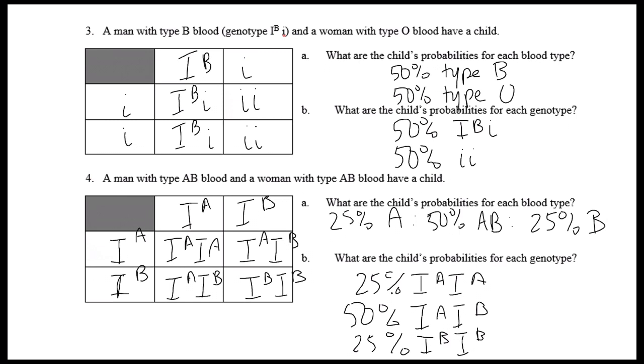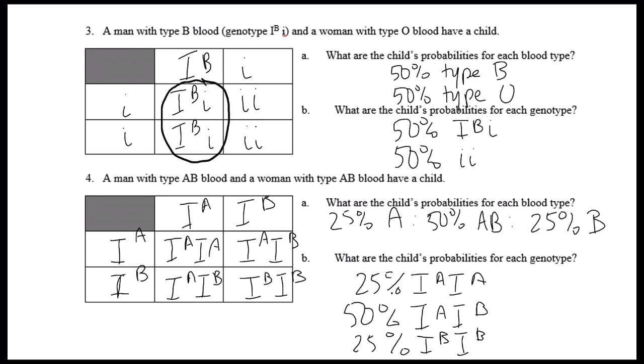Question 3, a man with type B blood, genotype IB, lowercase i, and a woman with type O blood have a child. What are the probabilities for each blood type? So dad is going to donate the IB allele to this child. Mom will donate the lowercase i. So what this means is we have 50% type B blood, so type B carrying the O allele, and 50% are type O. So 50% are IB, lowercase i, 50% are lowercase i, lowercase i.